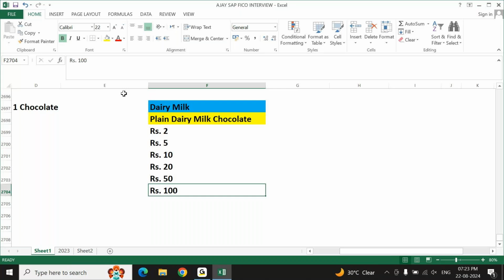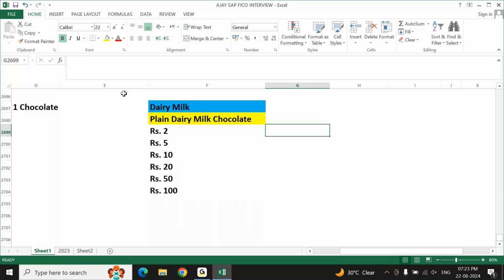I need to change packing, meaning 2 rupee chocolate should be packed in a different packet, and 5 rupee chocolate should be packed in a different packet. I cannot say I will use the same packet, where 100 rupee chocolate is also in the same packet, and 2 rupee chocolate is also in the same packet. Maybe in the 100 rupee chocolate you may find something inside. In 2 rupee chocolate you may not find anything because the packet is very big and the chocolate is very small.